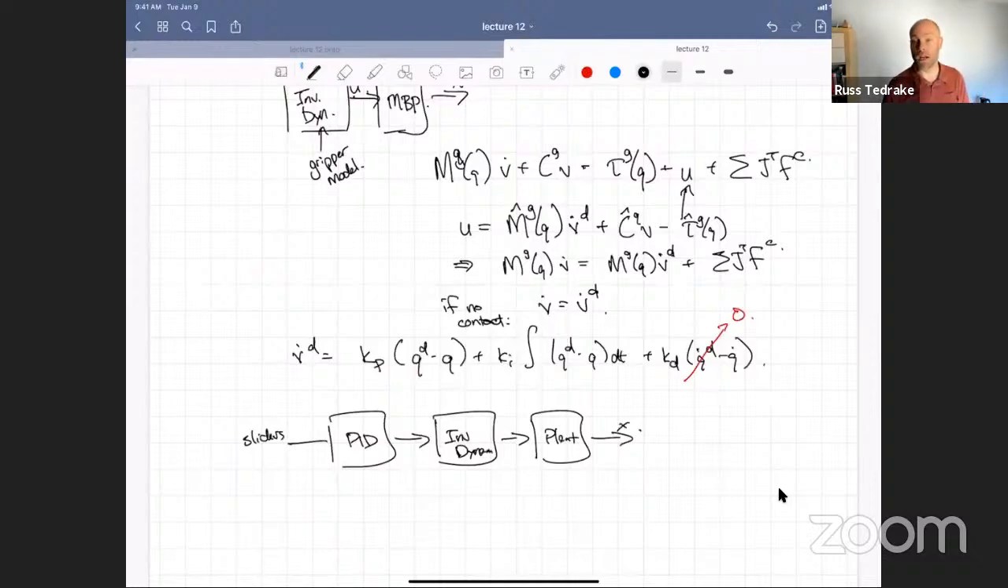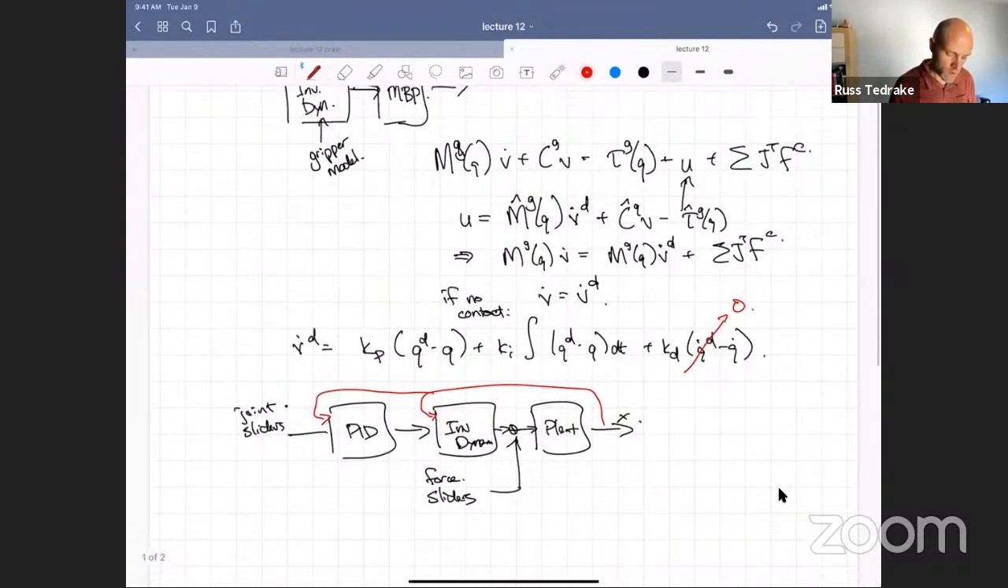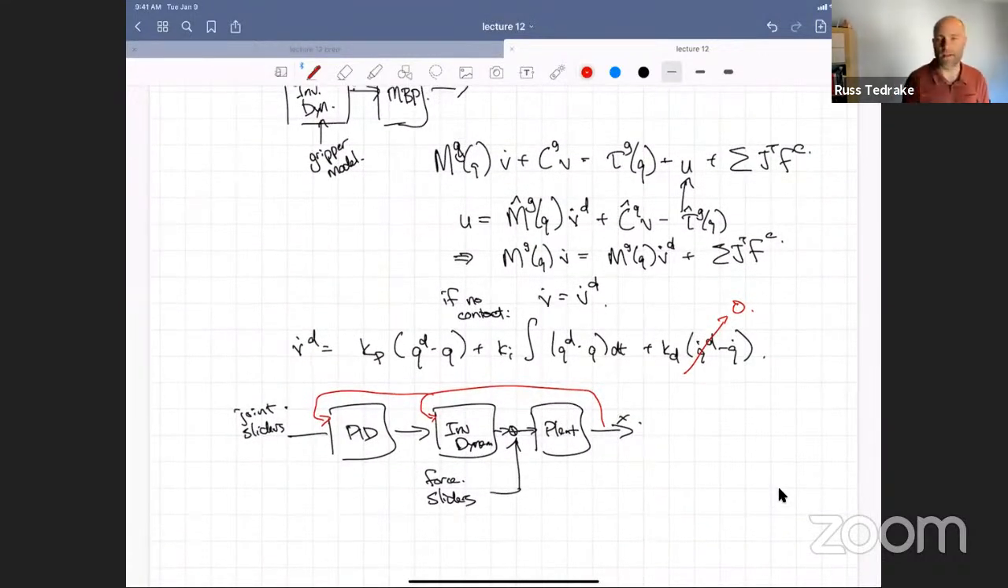And then what did I do with the forces here? So it's a little bit more subtle than this. I allowed you to also put sliders on the force here, if you want to command that directly. There are feedback loops that each of those controllers need to know the current state of the plant in order to do that. Okay, so that's a reasonable thing to teleop.